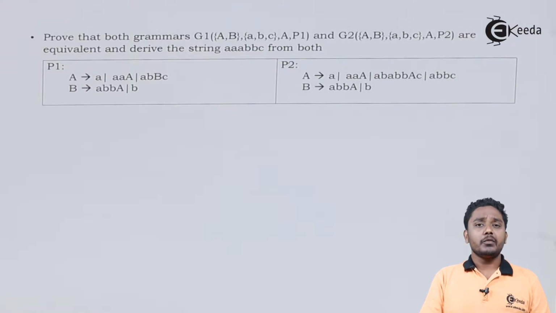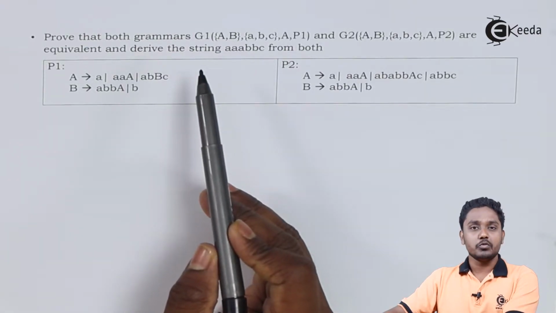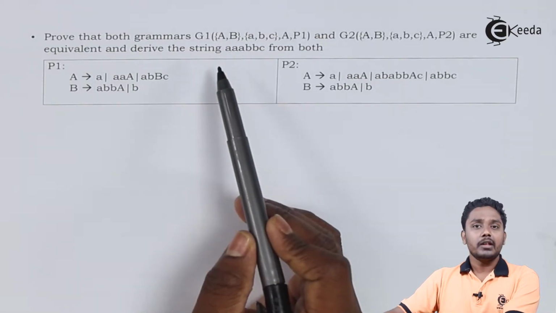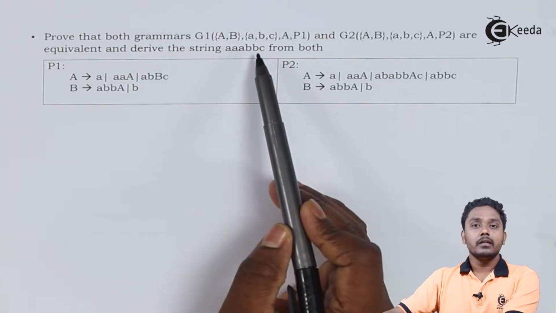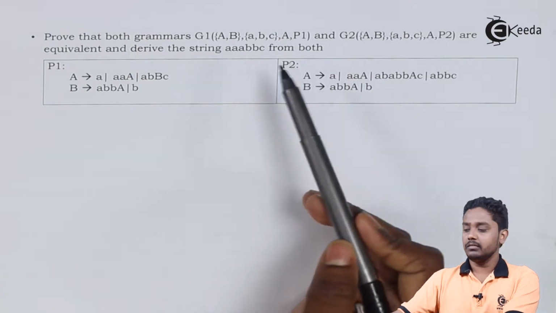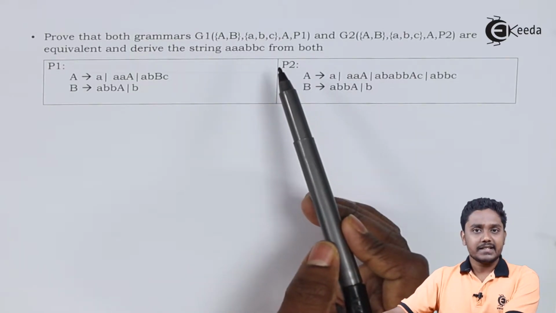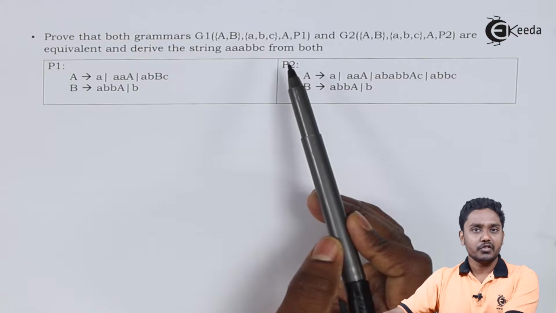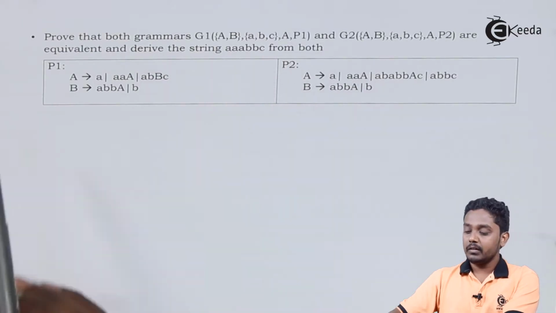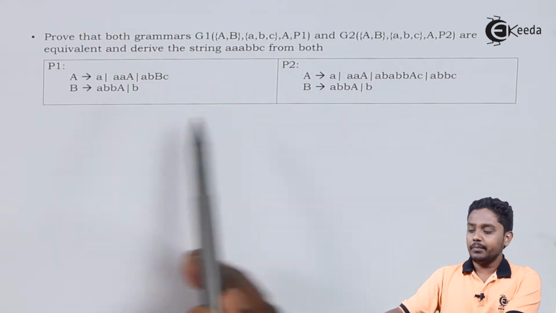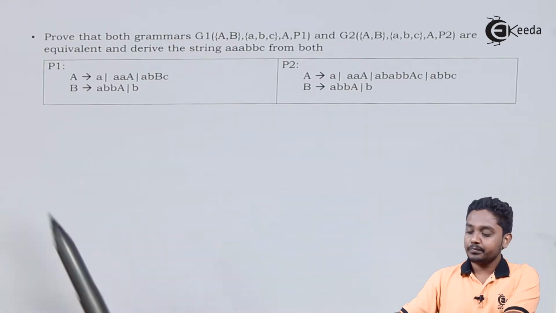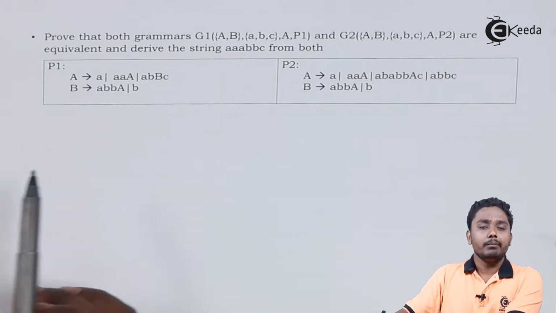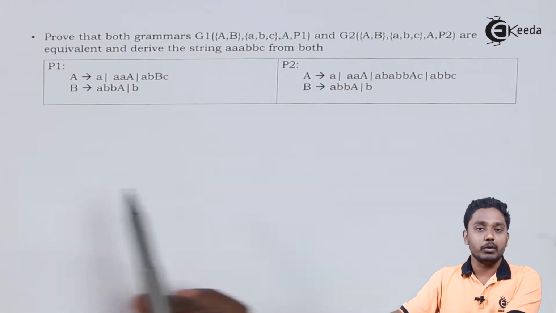Let us start with the first question, in which we are supposed to prove that two grammars are producing the same language using their productions. Here, G1 and G2 are two grammars having the same variables A and B, the same alphabet a, b, c, the same start symbol A, but different productions P1 and P2. These are the productions of P1, these are the productions of P2. We have to prove that P1 is equivalent to P2.